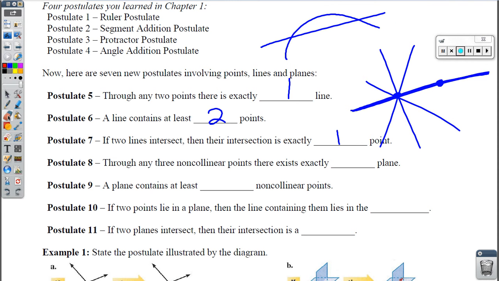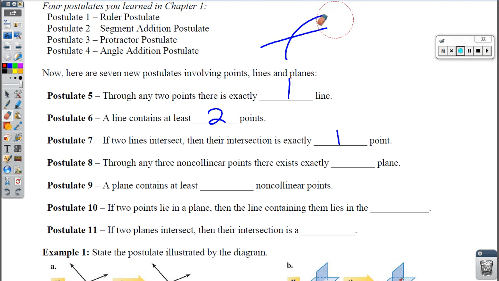Postulate 8. Through any 3 non-collinear points, so that's, again, points that are not all on the same line, there exists exactly 1 plane. We talked about this actually at the beginning of the year.